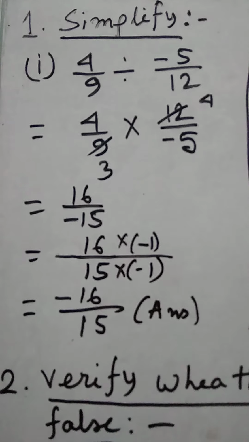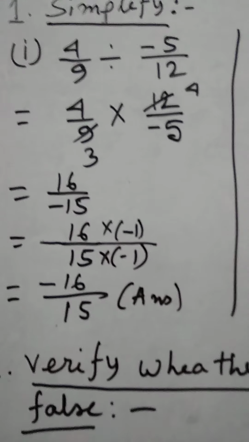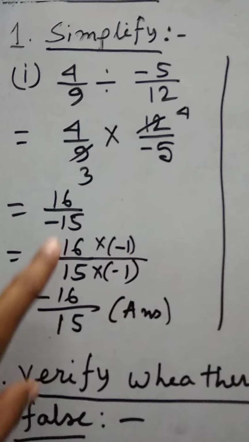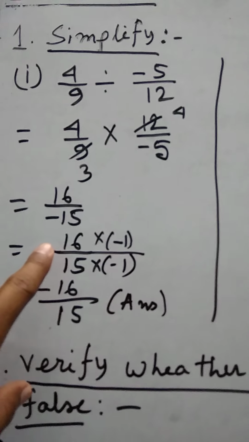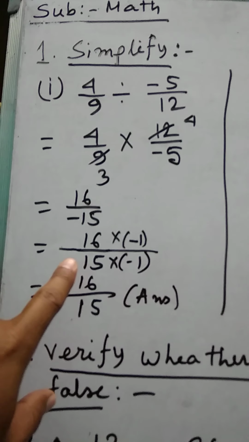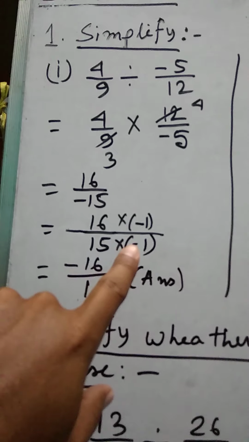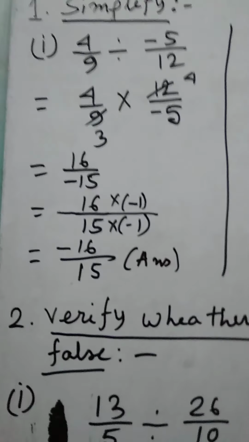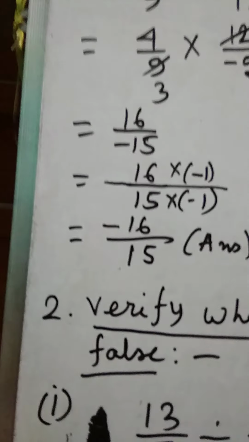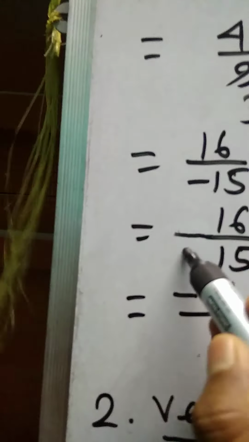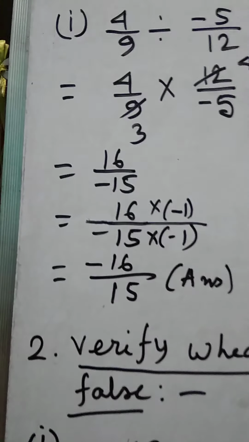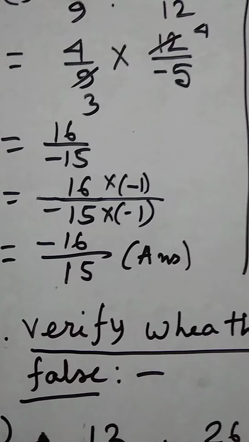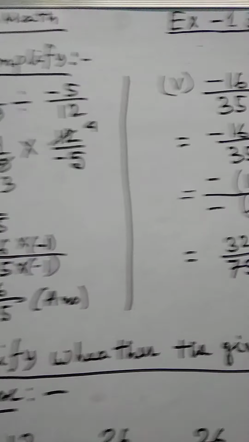Then calculate and simplify. You will get the result 16 by minus 15. To bring it into standard form, you have to multiply both numerator and denominator by minus 1. You will get minus 16 by 15.